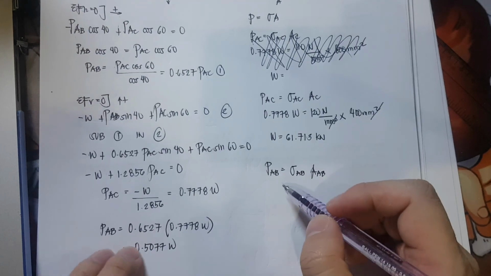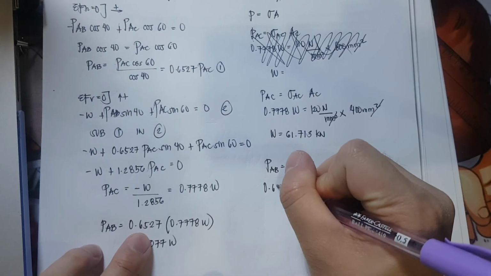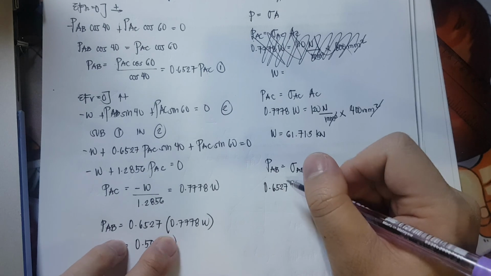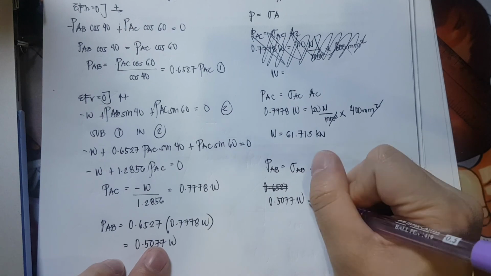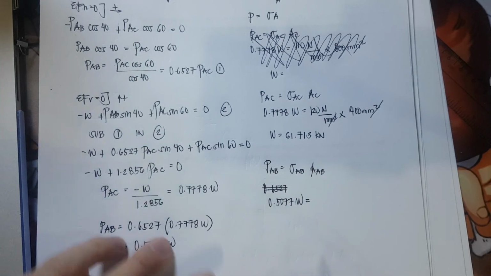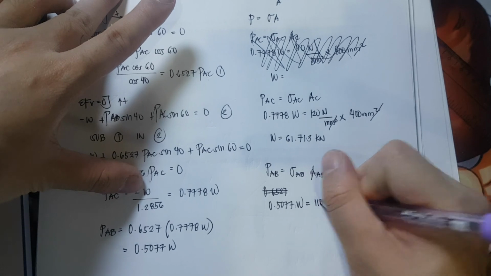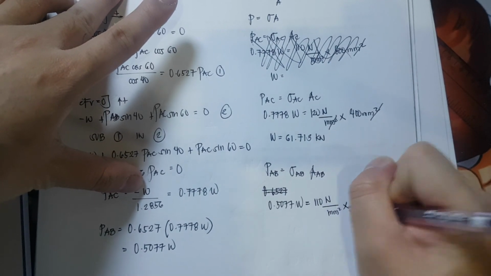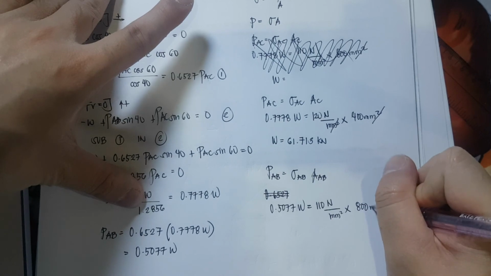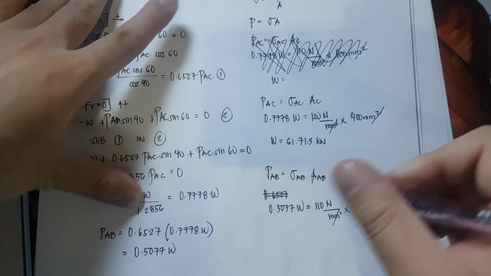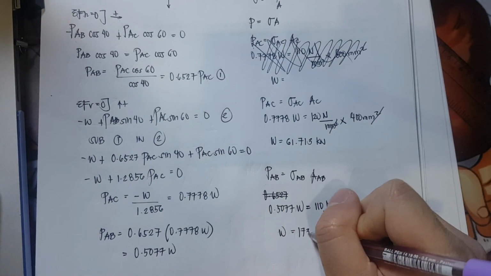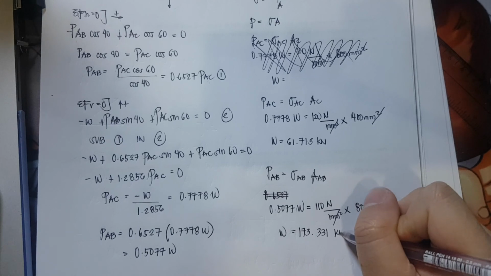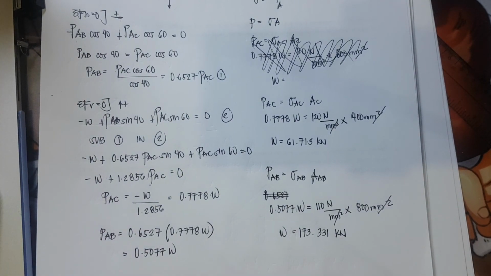Next, we have PAB is equivalent to stress AB times the cross-sectional area of AB. So 0.5077 W is equivalent to the stress, which is 110 Newton per mm squared times the cross-sectional area of 800 mm squared. Cancel, cancel. Therefore, W is equivalent to 173.331 kilonewtons.